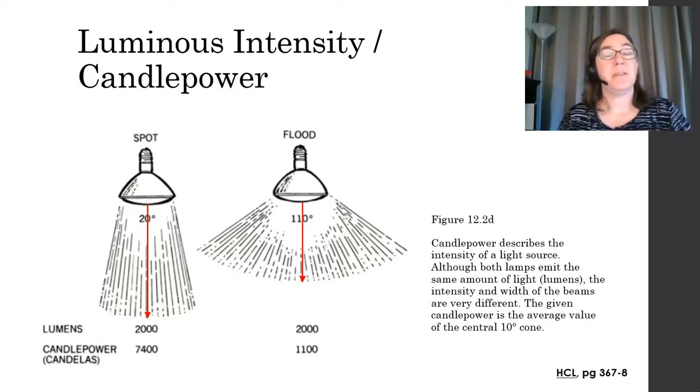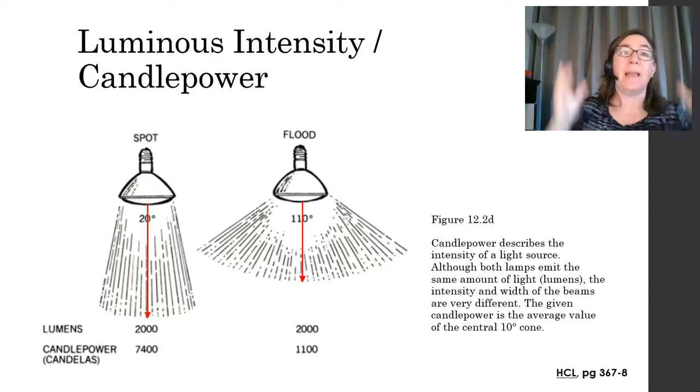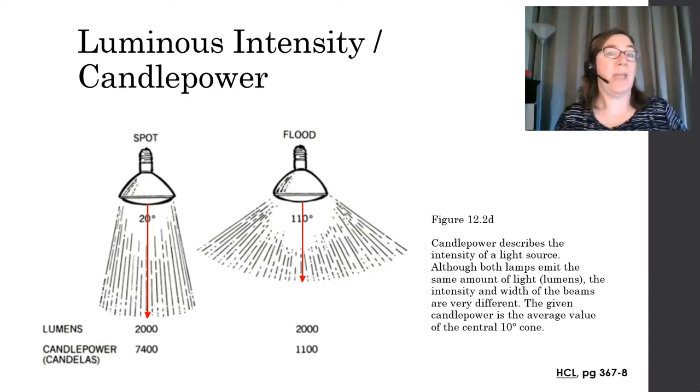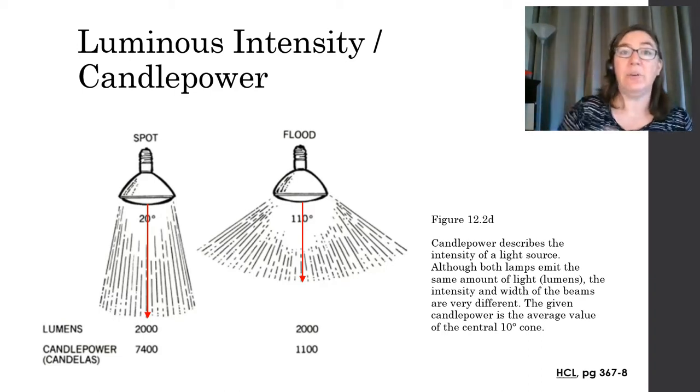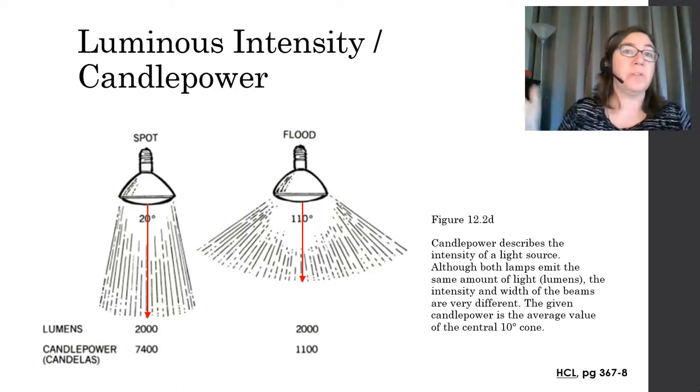Two lamps which emit the same amount of total lumens could have different candle power. And here's an example for you. On the left, we have a spotlight. Most of its light is being distributed all in one direction. It might have a higher candle power in that direction than a flood lamp, which is in general distributing its lumens more widely.